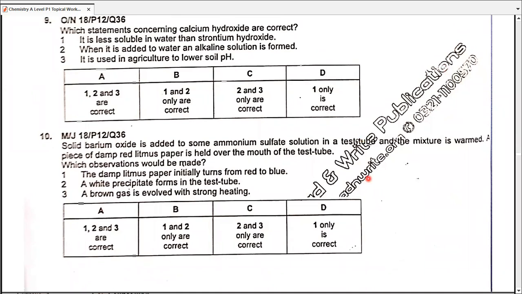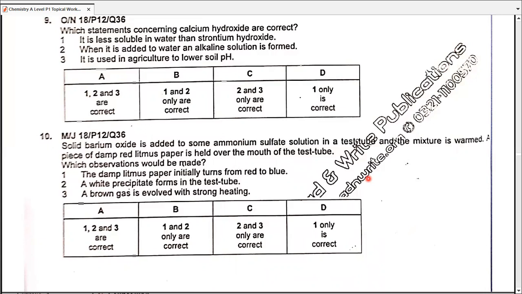Solid barium oxide is added to some aluminum sulfate solution in a test tube and the mixture is warmed. A piece of damp red litmus paper is held over the mouth of the test tube. Which observations would be made? Solid barium oxide is added to ammonium sulfate solution in a test tube and the mixture is warmed. Damp litmus paper initially turns from red to blue. White precipitate forms in the test tube. Barium sulfate. 2 is correct.